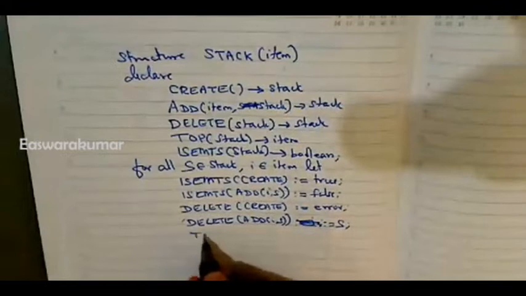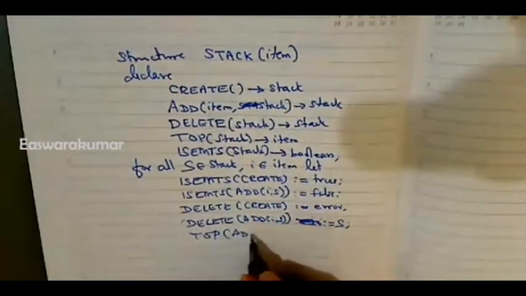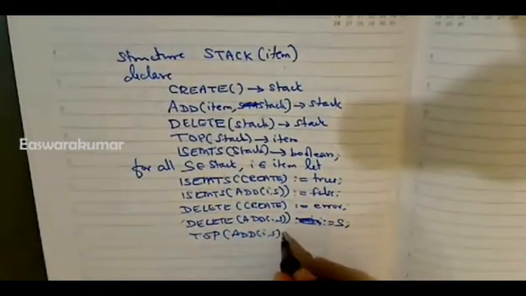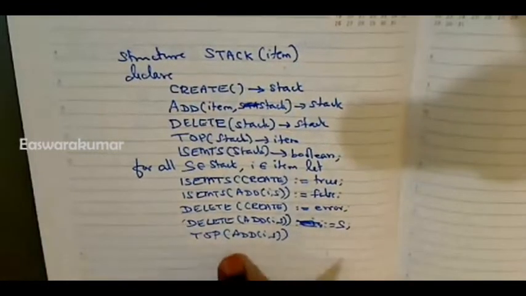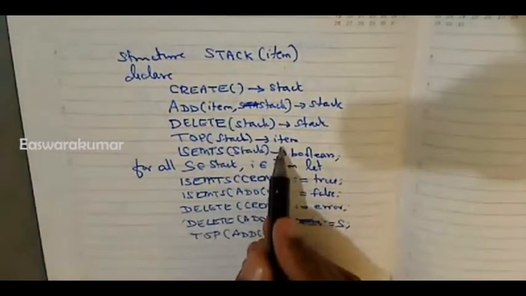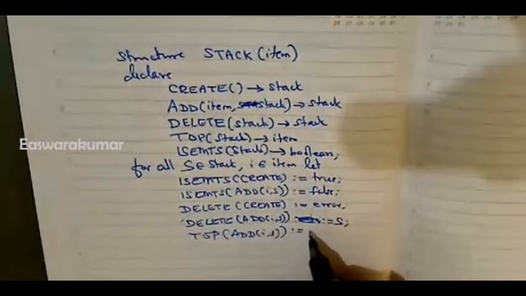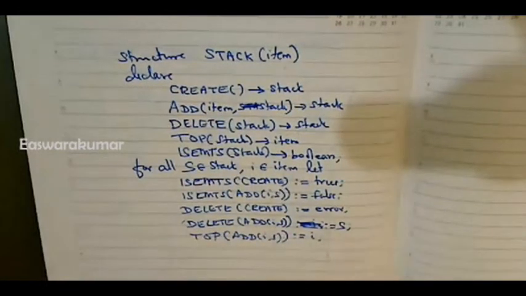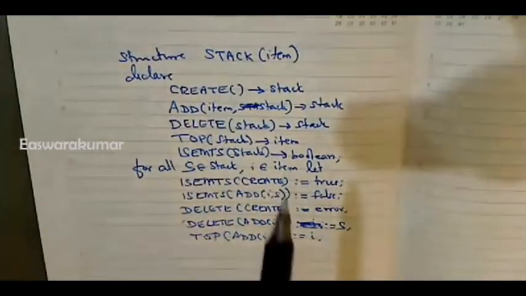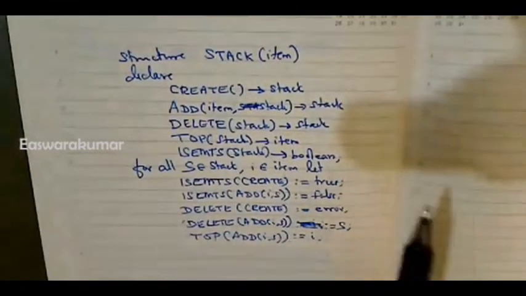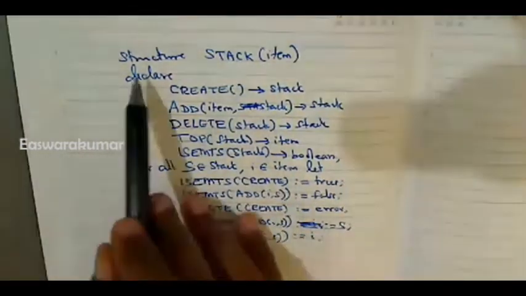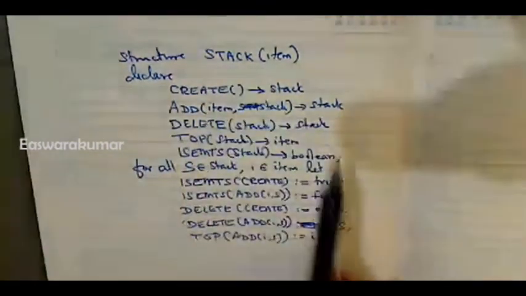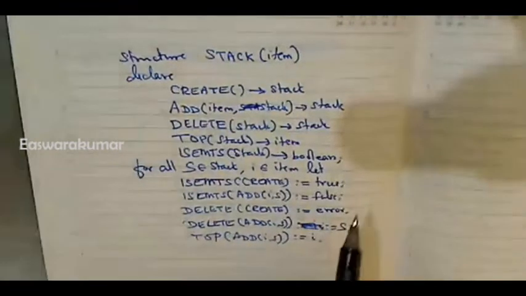Now if you say top, add I comma s. So if you give that, because top will return the item, in this case it will give I. So like that, you can write some axioms. If the question is something like define stack, you have to say that stack is a last in, first out data structure and is defined as, and then you have to write this. So this is called the structural definition.